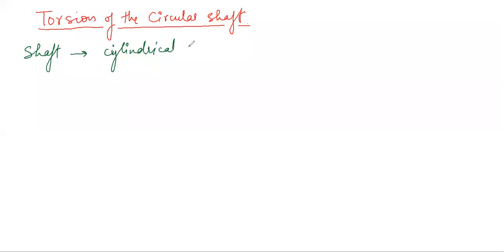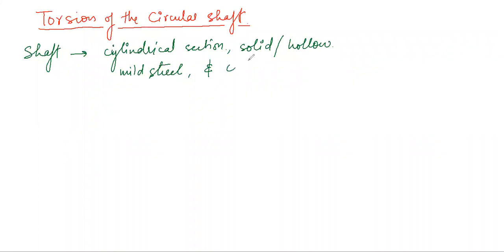Cylindrical section ke according hum baat kar rahe, right? The shape of the shaft is usually cylindrical section. It is also defined in a case of solid or hollow, right? Cylindrical shape can be solid, cylindrical shape can be hollow. Generally, we see that the material of this shaft is either mild steel and copper alloys.